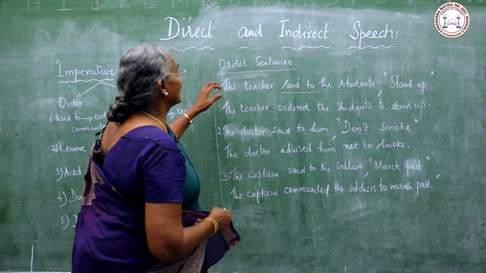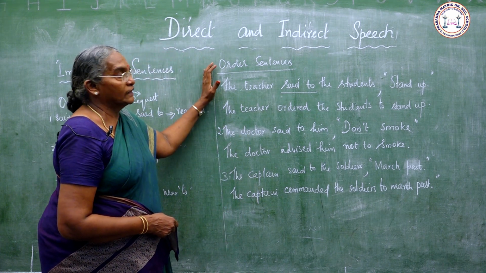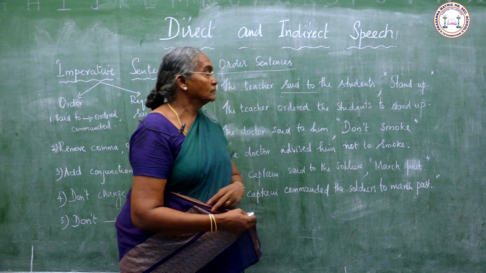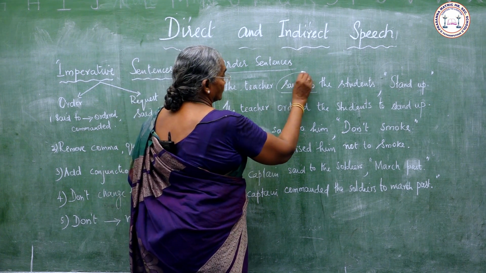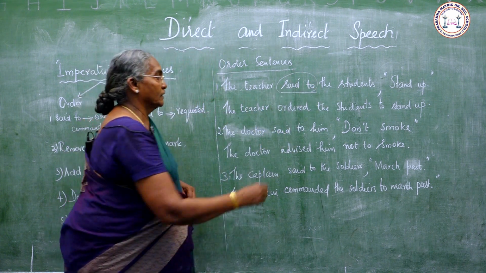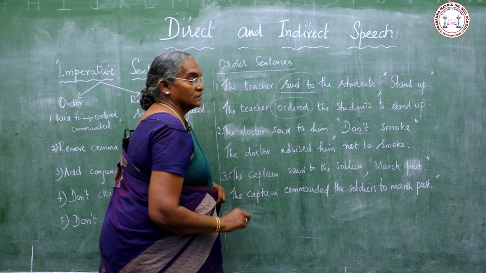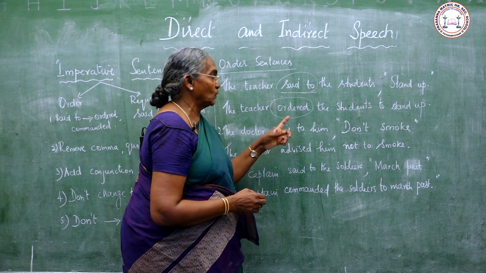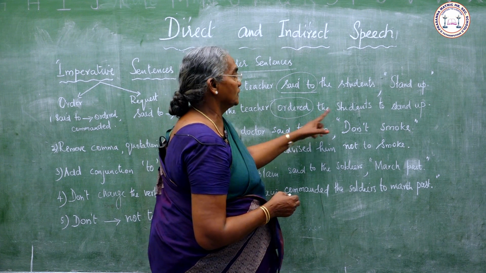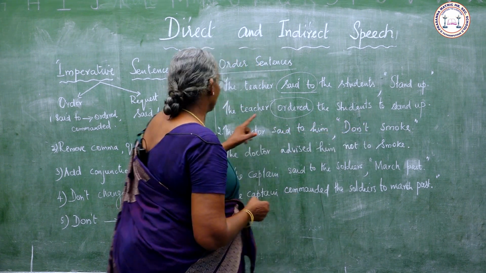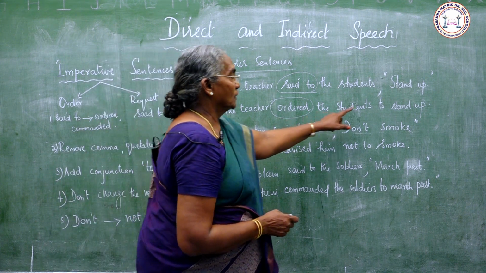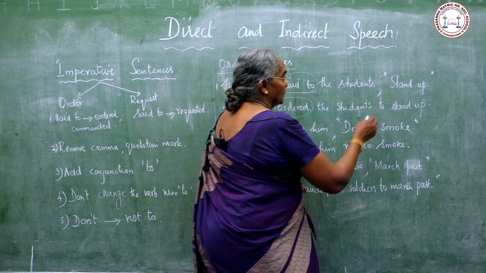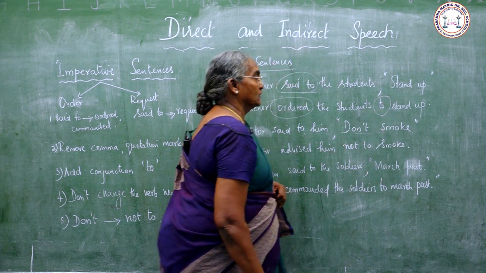We shall see some examples now. Let us see order sentences first. The teacher said to the student, "Stand up." Here said to will be changed into ordered. The teacher gave an order to the student to stand up. So said to will be changed into ordered. The teacher ordered the students. What is the conjunction here? Add the conjunction to. To stand up. The teacher ordered the students to stand up. To is the conjunction here.